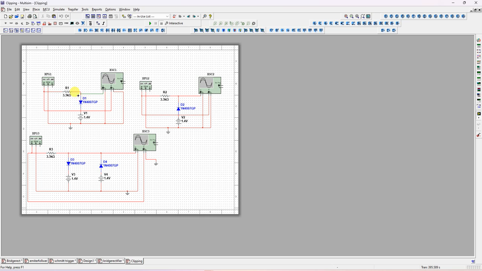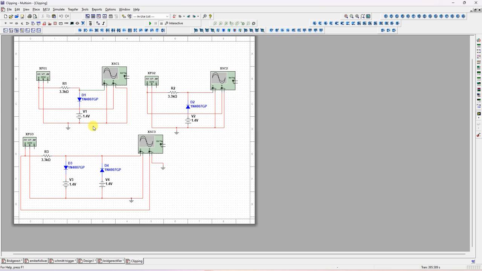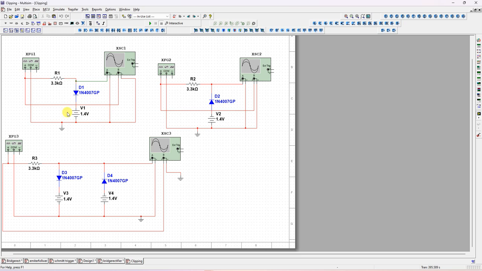So I want one diode 1N4007, one resistance 3.3K, one reference DC power supply of 1.4 volts, and a function generator, or you can also use an AC voltage source. A single AC voltage source you can select here, or a function generator, and one oscilloscope, and one ground symbol. Let me simulate first the positive clipper, next the negative clipper, next both sides. So please observe, and in parallel you also do along with me.